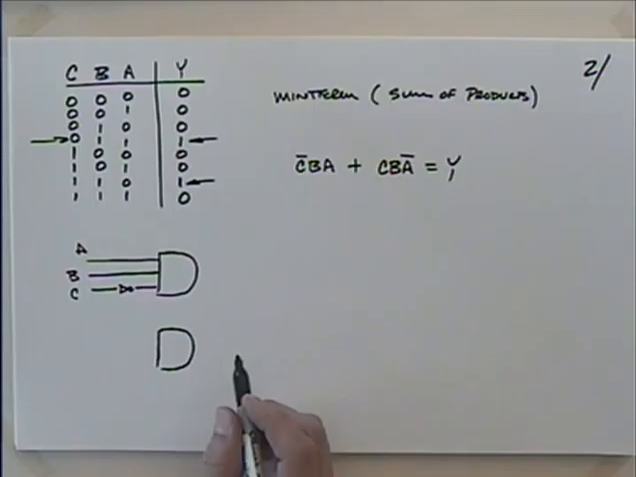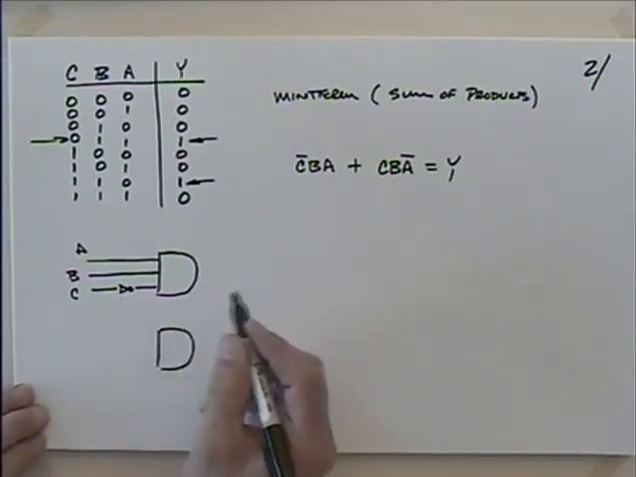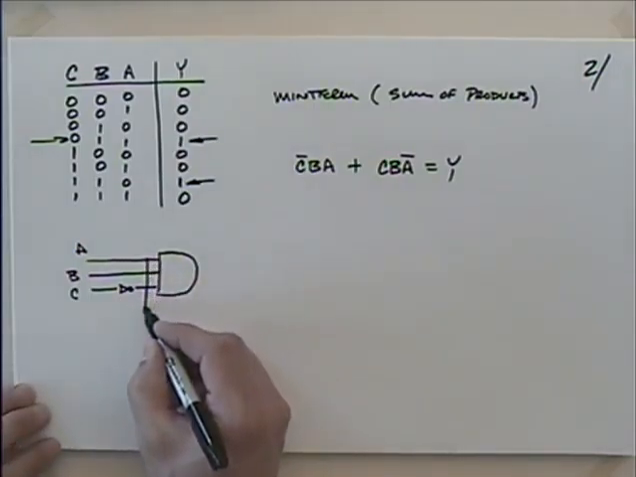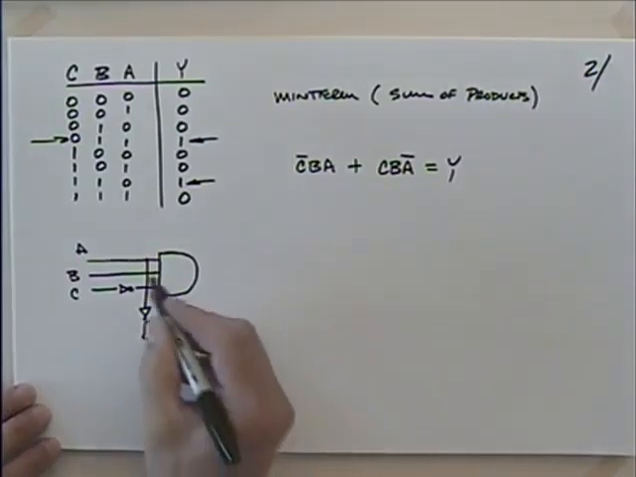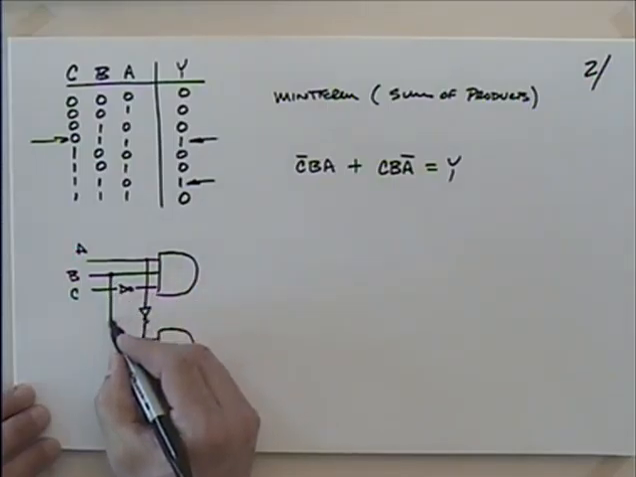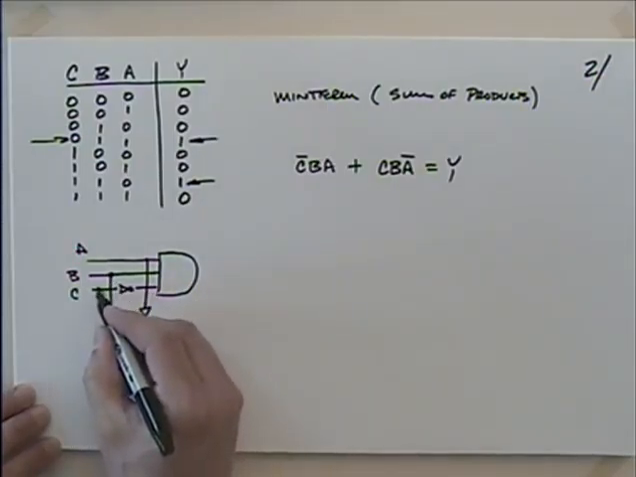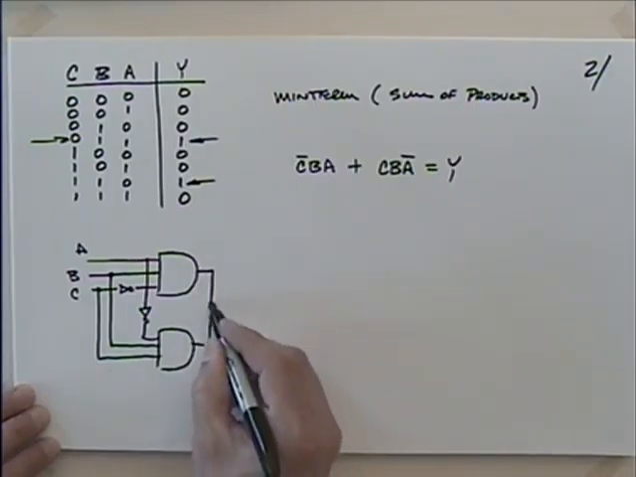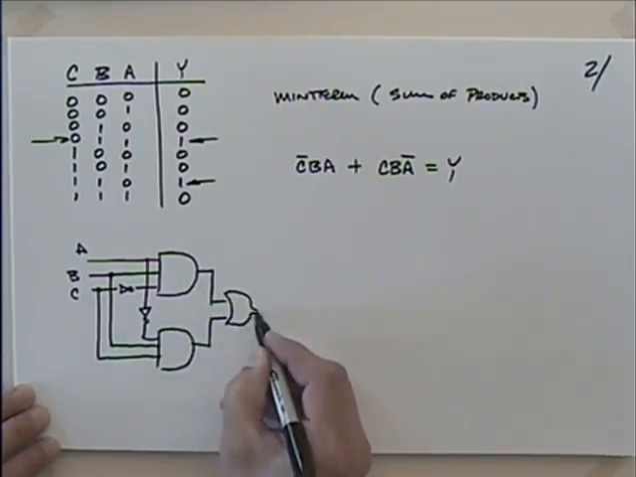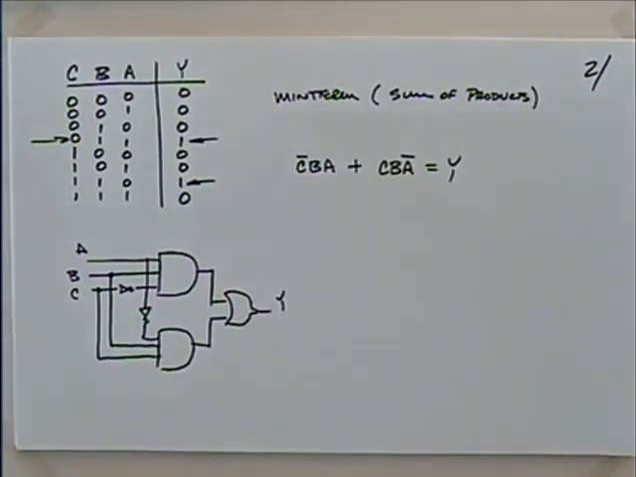And then what's the other one? I want to do not A. There's not A. And then B. And finally C. We're going to OR these together. We have something like that. And you could go through and build that and test it if you wanted to. Questions with that? Going from a min-term expression to a circuit.